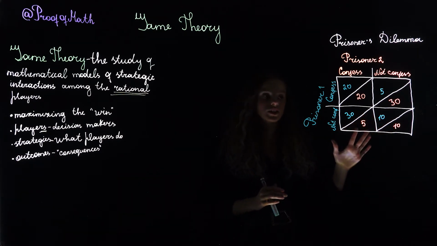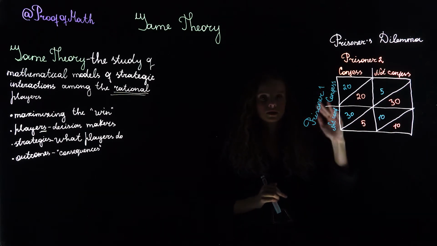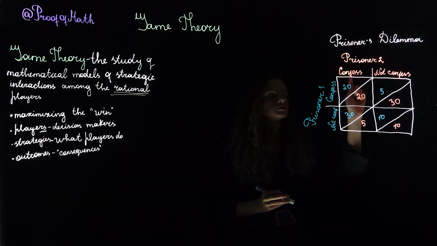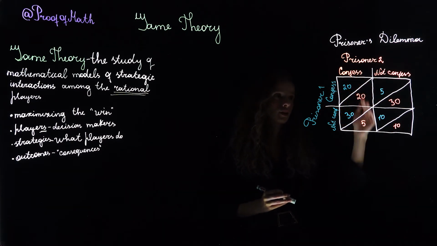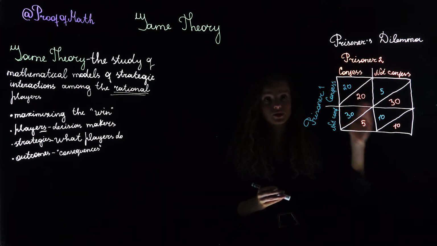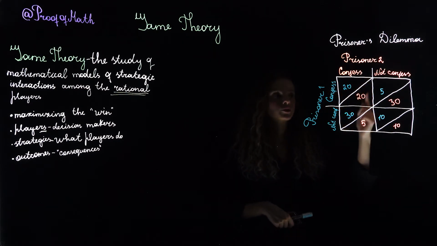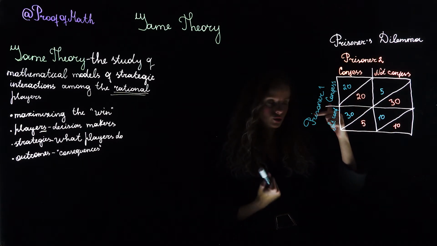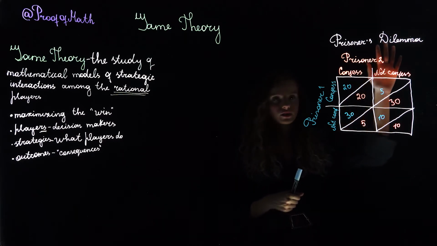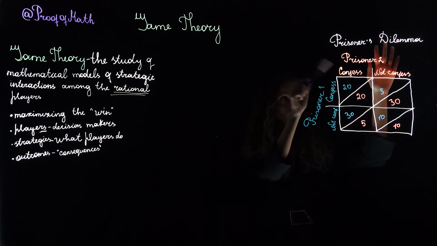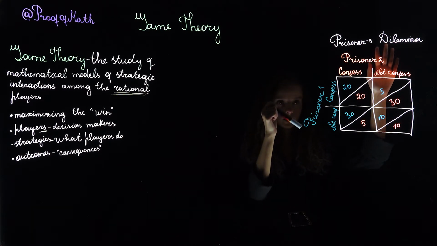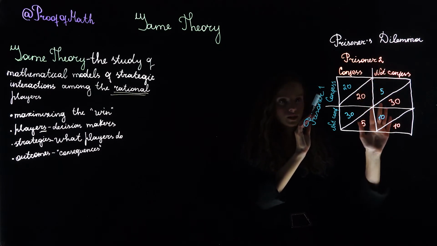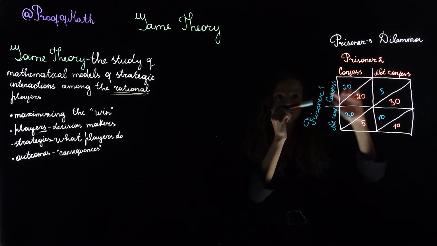So how do we read this matrix? Everything that is in blue will be the consequences and the strategies for prisoner number 1, and everything in orange will be the outcomes and strategies for prisoner number 2. If prisoner number 2 chooses to confess, what should prisoner number 1 do? You're going to cover everything that is not confess, because right now we're looking at what prisoner number 1 is going to do if prisoner number 2 confesses. So cover everything here and only look at the blue numbers.